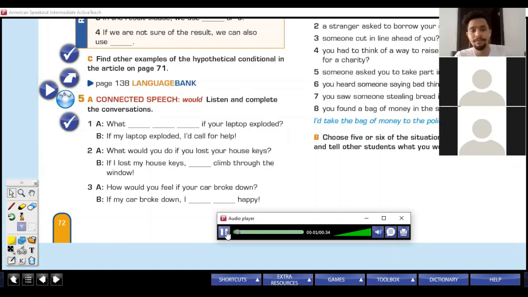Unit 6, recording S6.3. 1, What would you do if your laptop exploded? If my laptop exploded, I'd call for help. 2, What would you do if you lost your house keys? If I lost my house keys, I'd climb through the window. 3, How would you feel if your car broke down? If my car broke down, I wouldn't be happy.